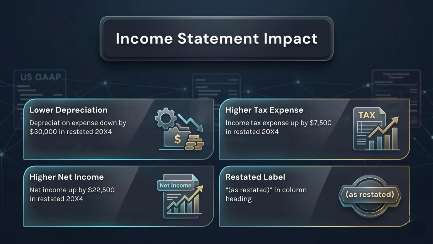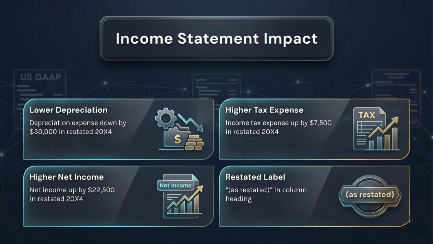Restated 20x4 depreciation expense is lower by $30,000. Tax expense is higher by $7,500 because corrected pre tax income is higher. Net income is higher by $22,500. The 20x4 column is labeled as restated. None of this correction is placed in the 20x5 current year income statement. That is the key user benefit.